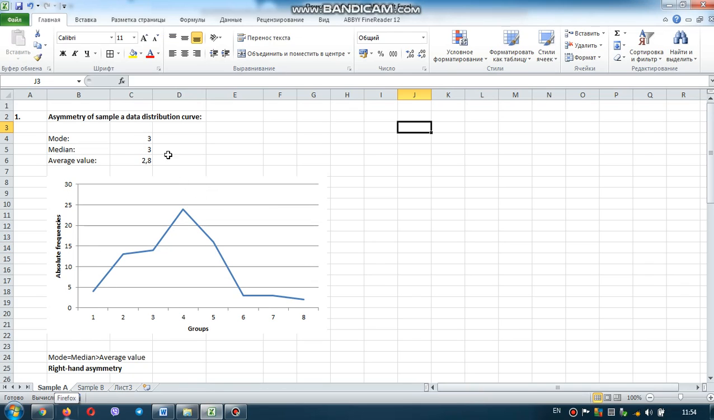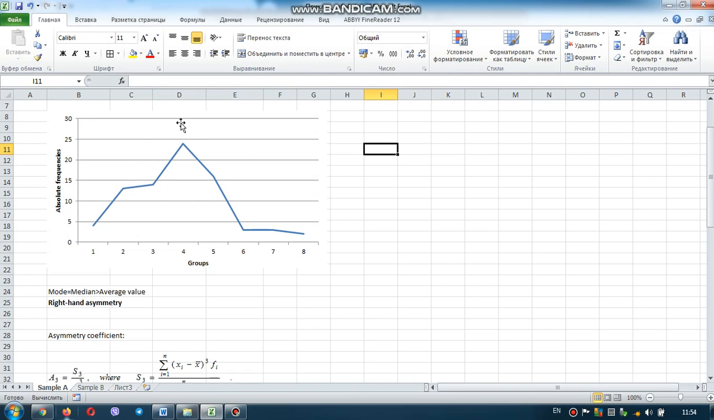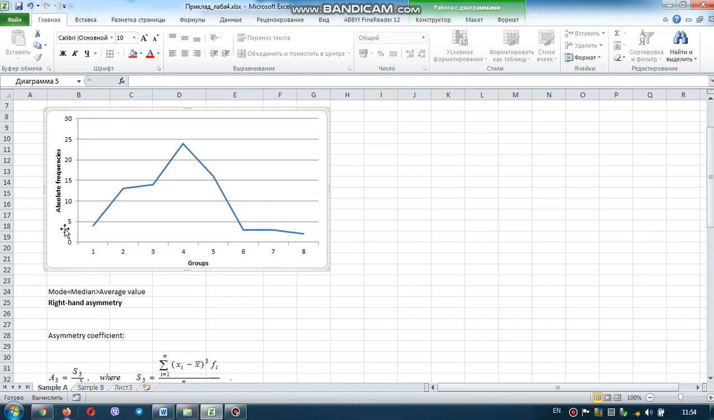First of all, we have to know the mode, median value and average value. For sample A, these values can be taken from previous laboratory works: mode value, median value and average value. Note that for sample A, the simple average value is considered. We also have to paste the plot of our statistical data from previous laboratory works.